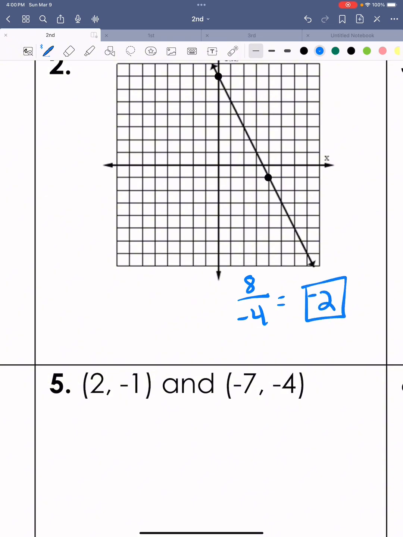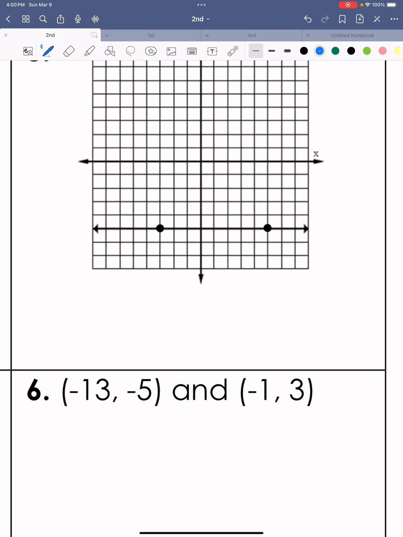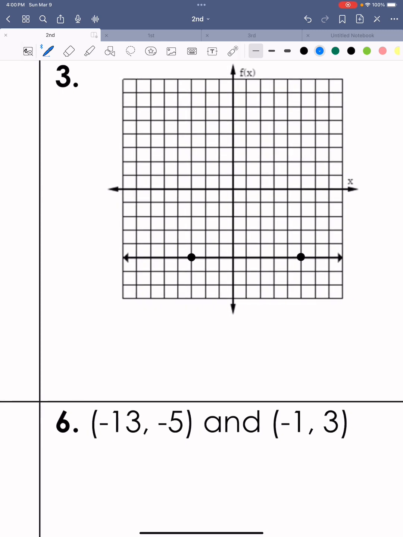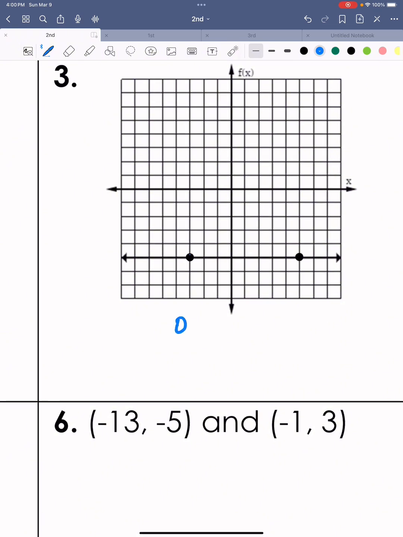So my slope here is -2. Okay. And then on this third one, and I know this is just a review, so you should be very familiar with this. From one point to the next, do you rise at all? No. Your run is 8 if you want to put it that way. So your slope is 0.